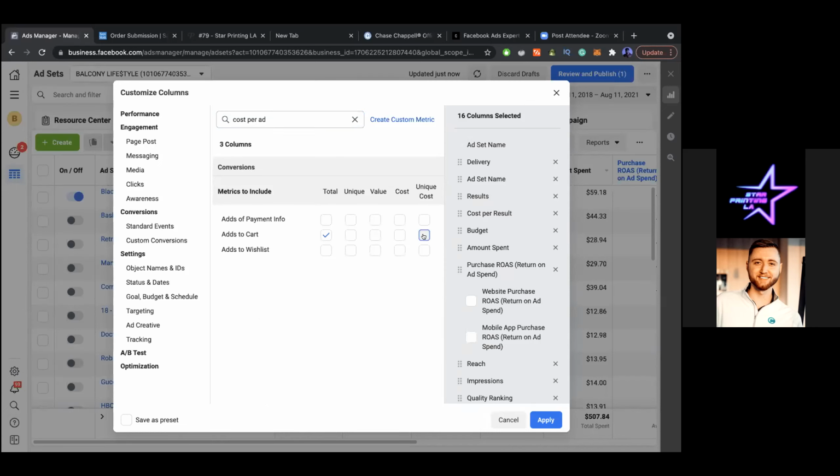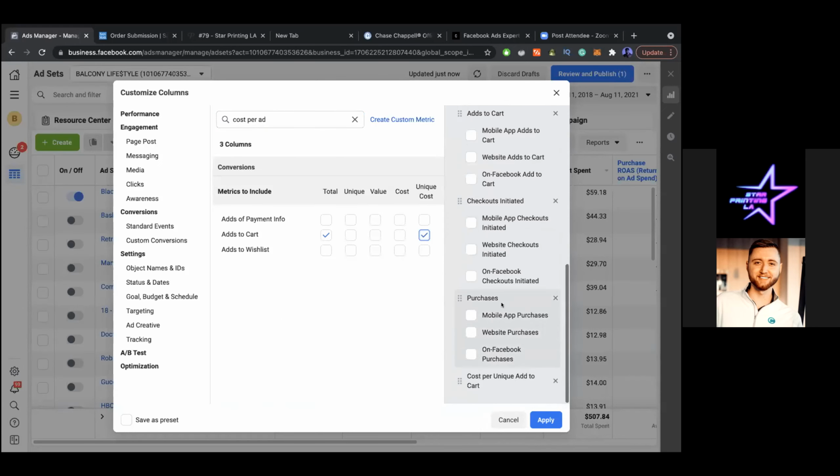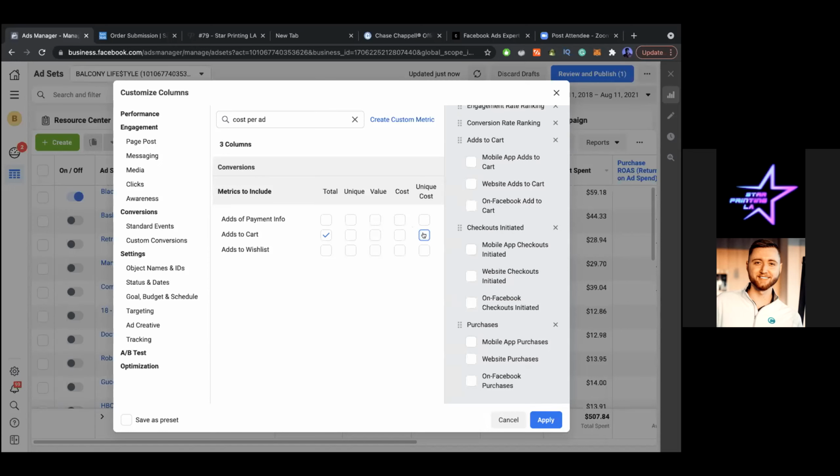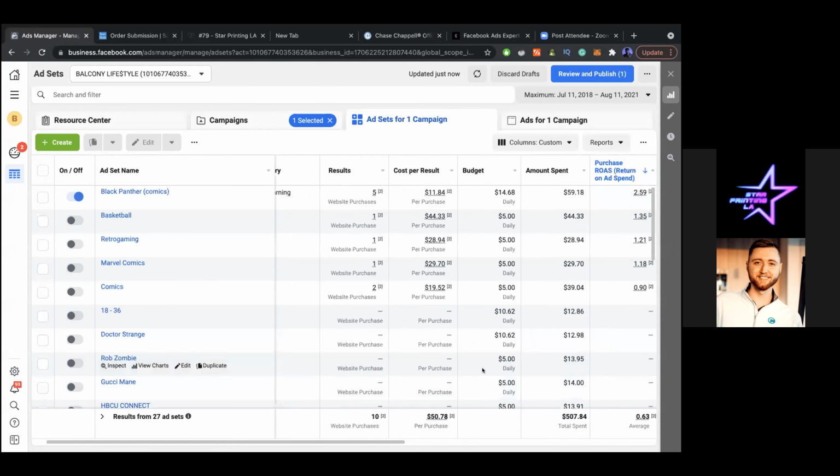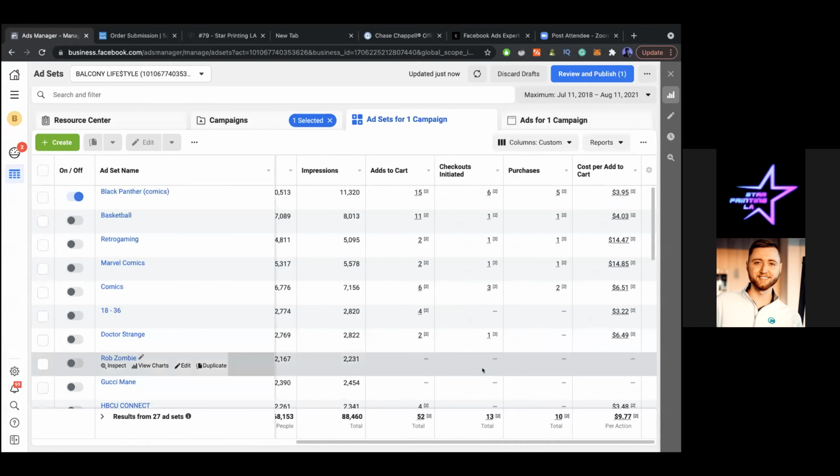Cost? No, just the one to the left. I'm sorry, right here. No, it says cost. Oh, cost. Okay, got it. There you go. No worries. Yeah, your cost per add to cart is really high here. But when you optimize for cost per add to cart, it's really low on the others. It's a weird thing.